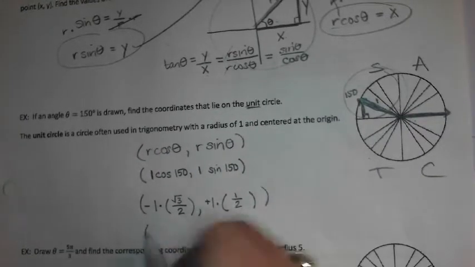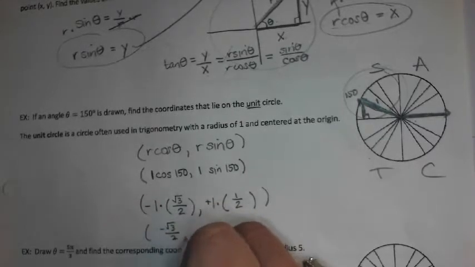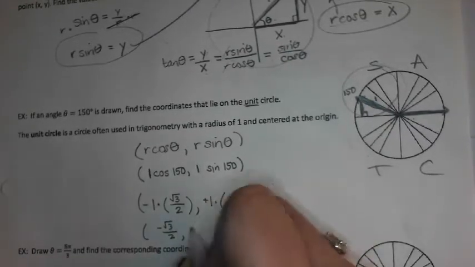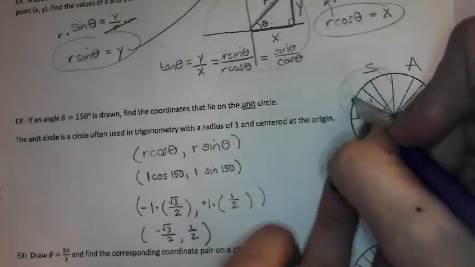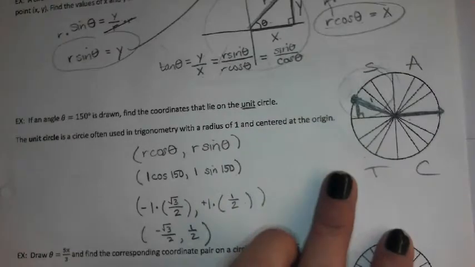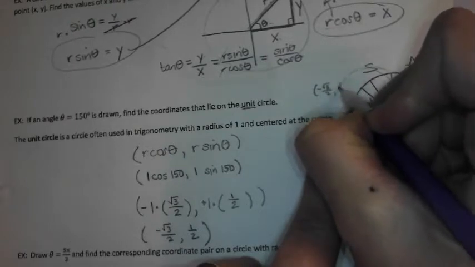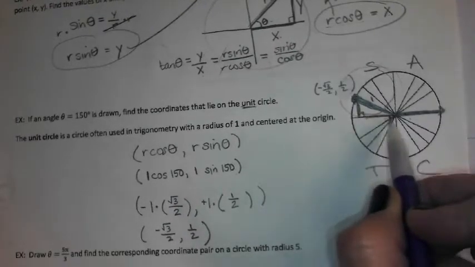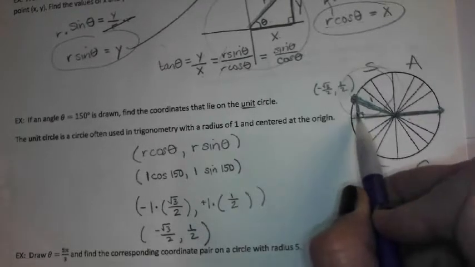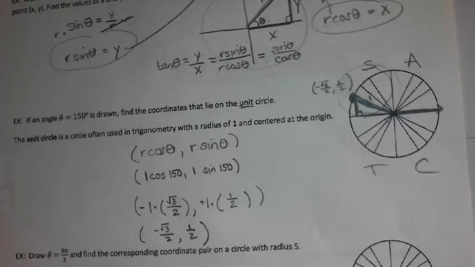So when you just kind of clean this up, negative 1 times root 3 over 2 is negative root 3 over 2. That's your x-coordinate. And 1 times 1/2 is 1/2. So those are the coordinates of the point on the unit circle at the end of that terminal ray. Negative root 3 over 2, comma, 1/2. So if you needed to label the legs, this leg would be negative root 3 over 2, and this one would be 1/2. Any questions?